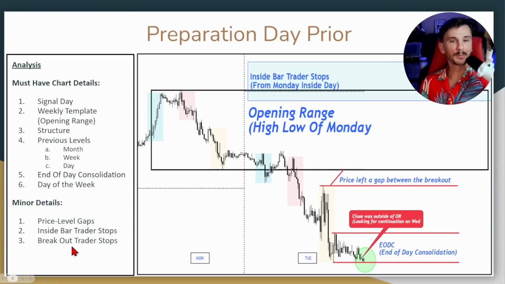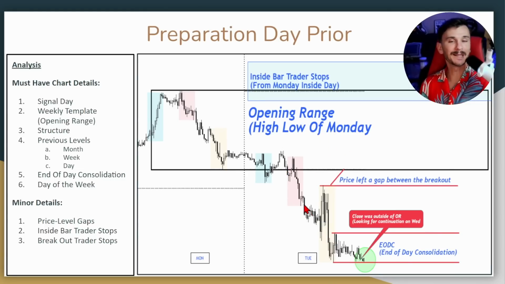And then I also look at breakout trader stops. Usually these are going to be very clean levels in which they have passed through a previous day's high or previous day's low. For example, notice how they broke out, pulled back, and then continued, which means that it was not a clean break. If it was a clean break, they would have just gone straight down through that level.